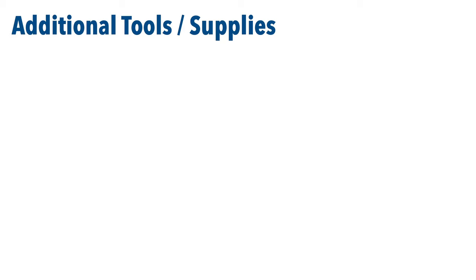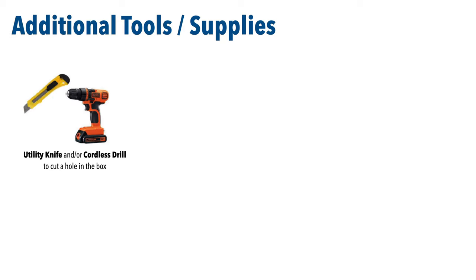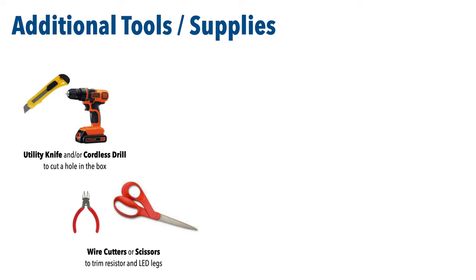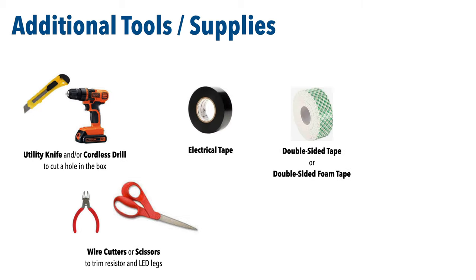Now you'll also need some other tools and supplies that you may already have at home. You'll need something to cut a hole in your box. This could be a utility knife or a cordless drill. You'll need wire cutters or scissors to snip the thin legs off of the resistor and LED bulb. You'll need some electrical tape, some double-sided tape or double-sided foam to mount parts to the box, and clear packing tape is useful for taping down loose wires.